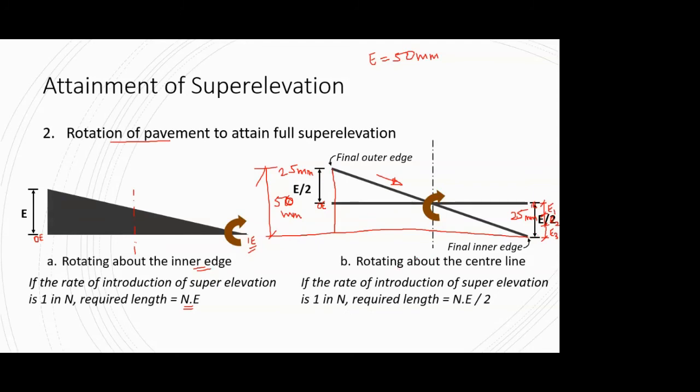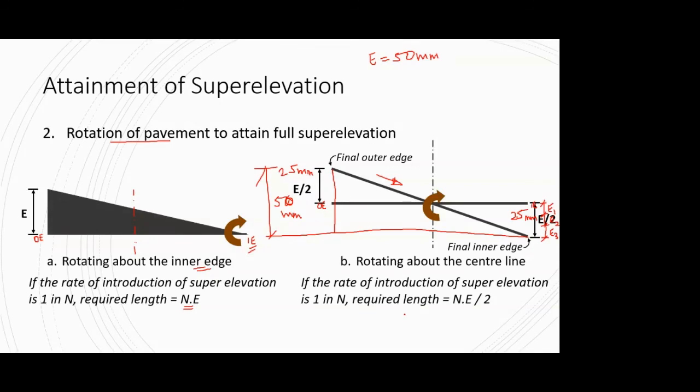In this case, the length that we need to travel in order to attain the superelevation will be again N, where N is the rate of introduction of superelevation, and E by 2 is the height achieved. So it will be N into E by 2. If you see, it's exactly half the length which was required in the A condition, or method number 2A.